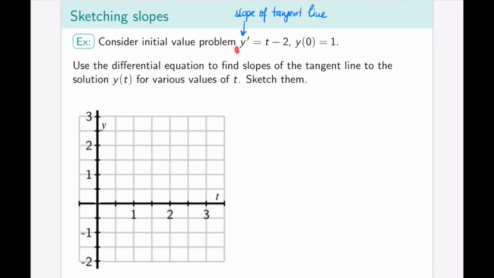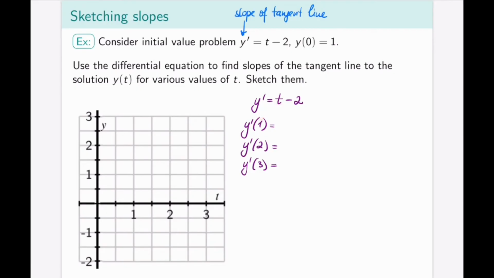So here I have the differential equation of this form, y prime equals t minus 2. So let me rewrite this here just so that I can align my calculations right below it. And then I'm just going to plug in numbers to calculate the y prime values and therefore the slopes of the tangent lines for various values of t. So let's say I want to calculate y prime at 1 and maybe y prime at 2 and y prime at 3. Okay, so I'm going to plug in 1 for t.